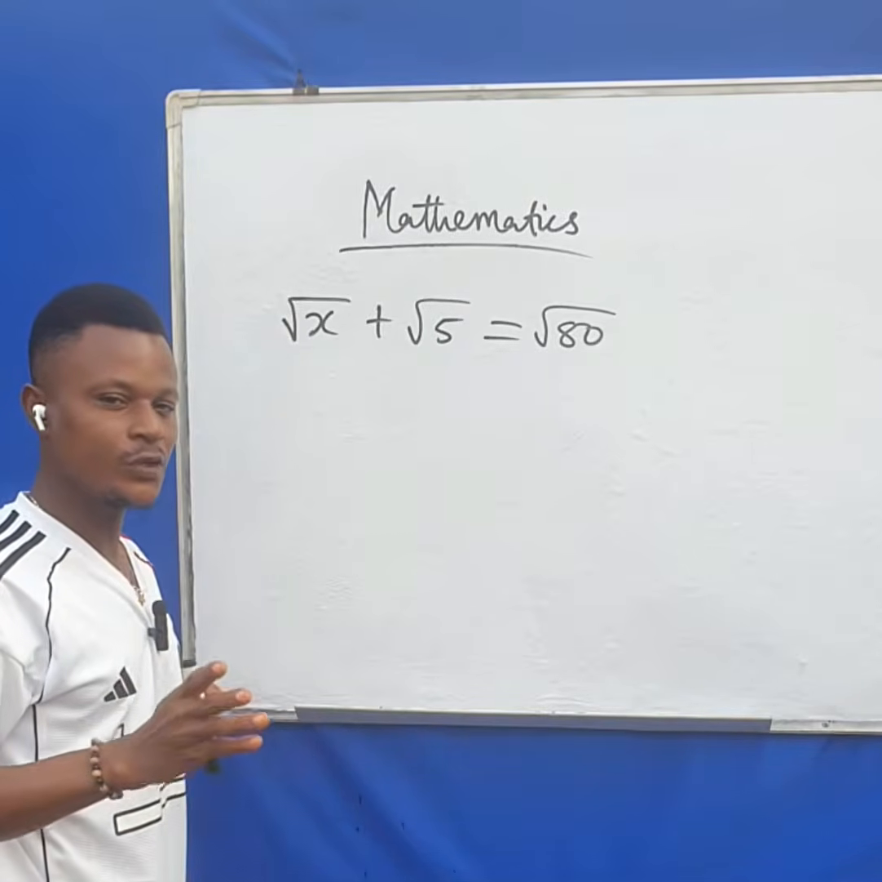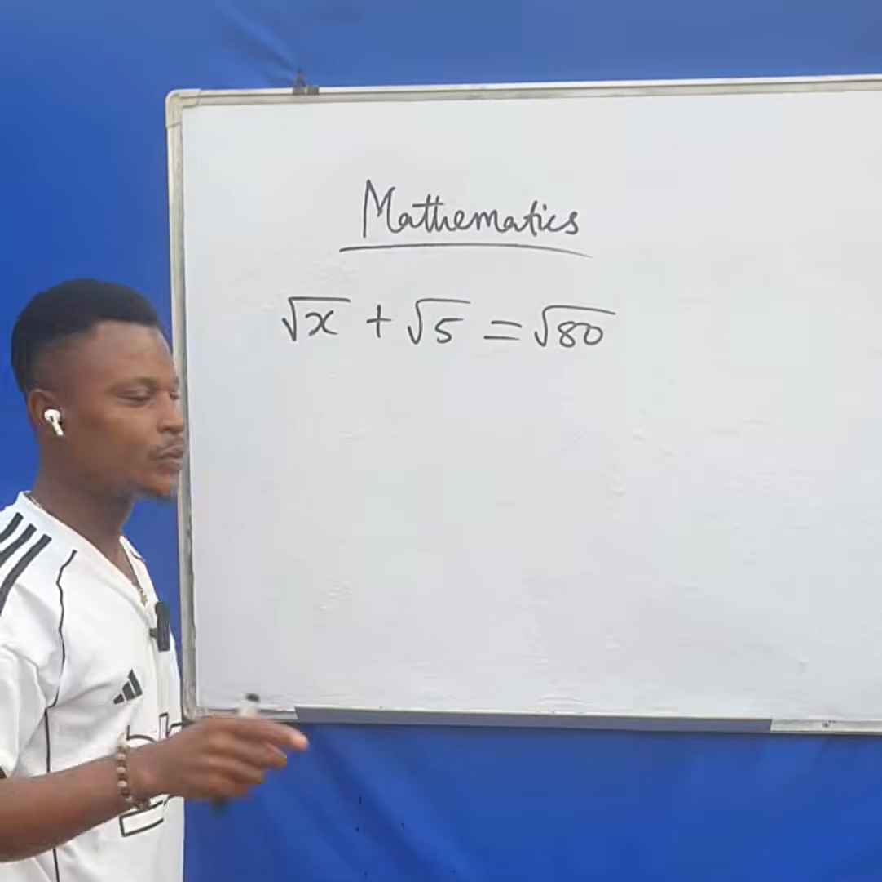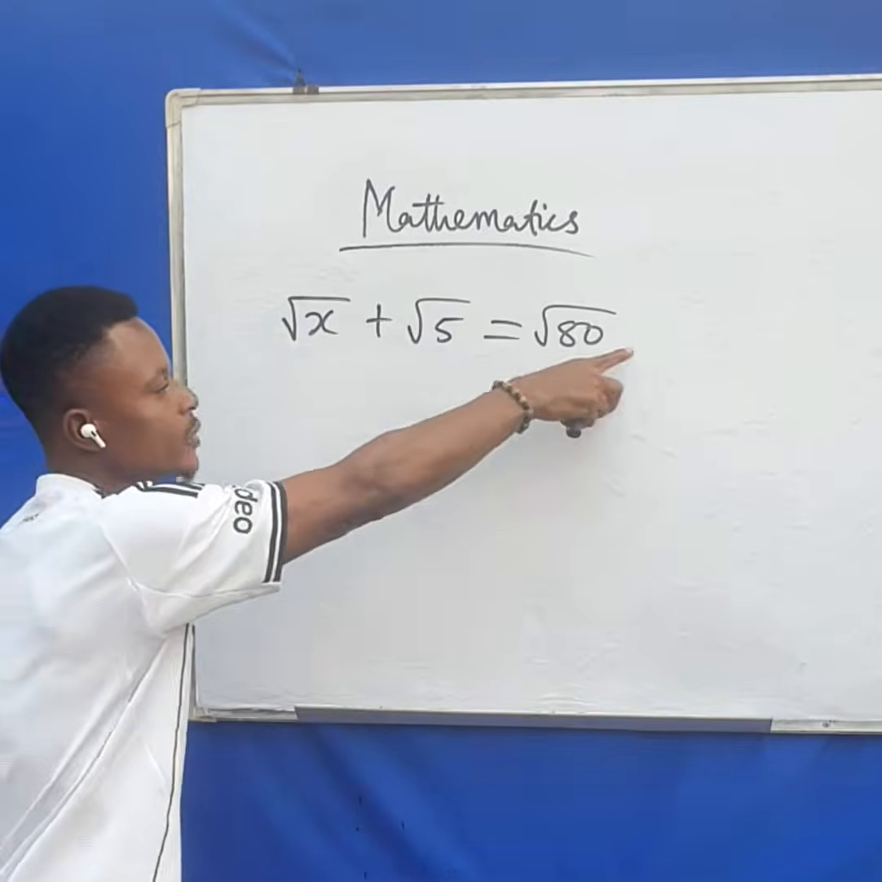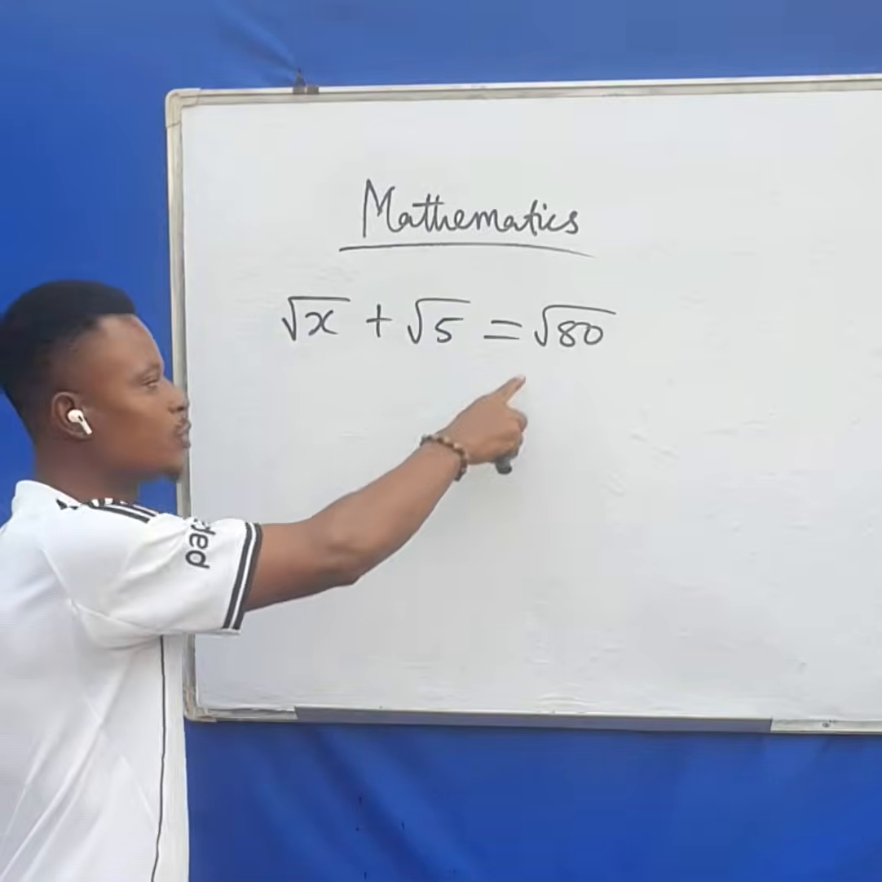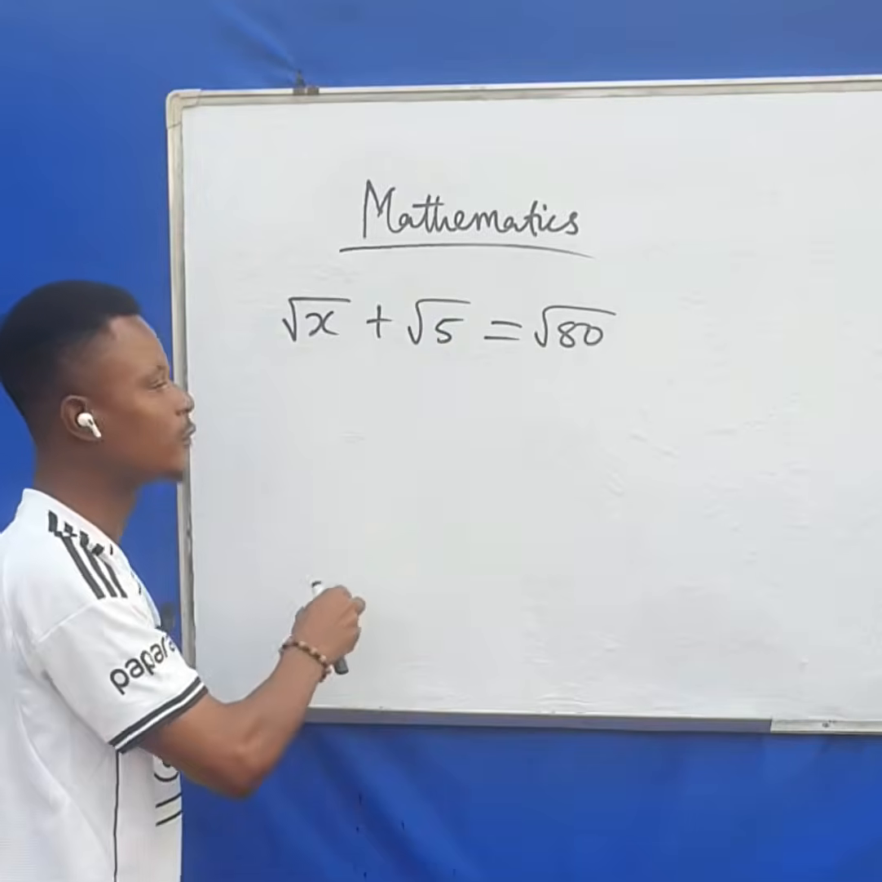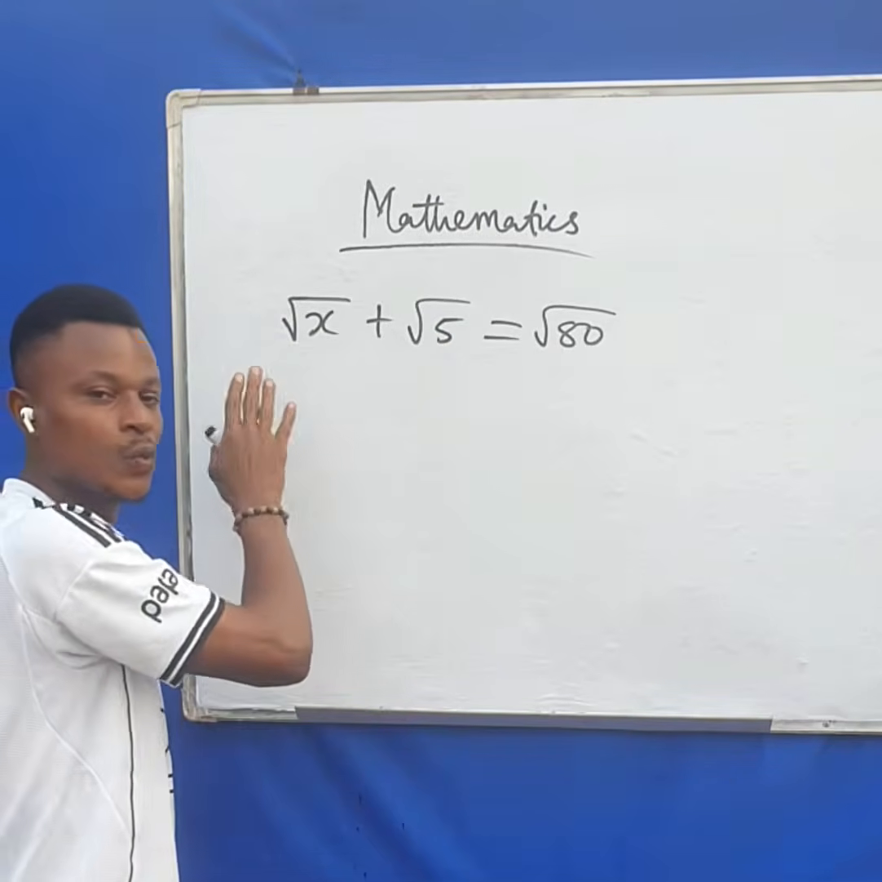If you want to solve this question correctly, the first thing you need to do is to move this square root of 5 to this side of the equation. That will meet with this square root of 80 in order for us to have only square root of x on one side of the equation.